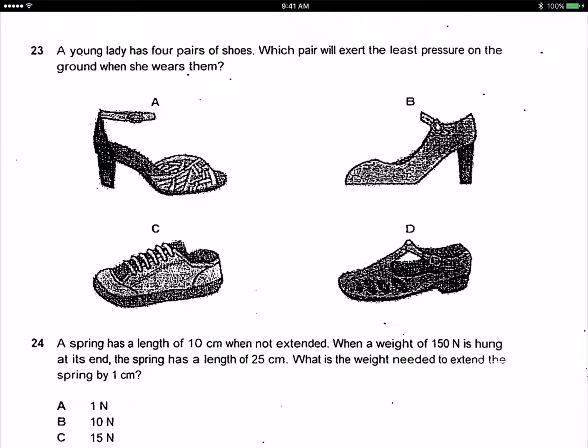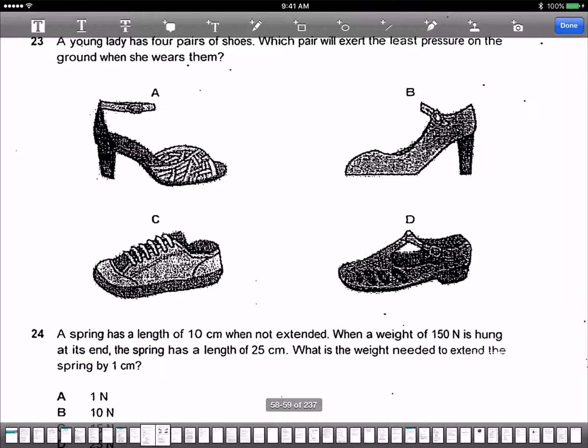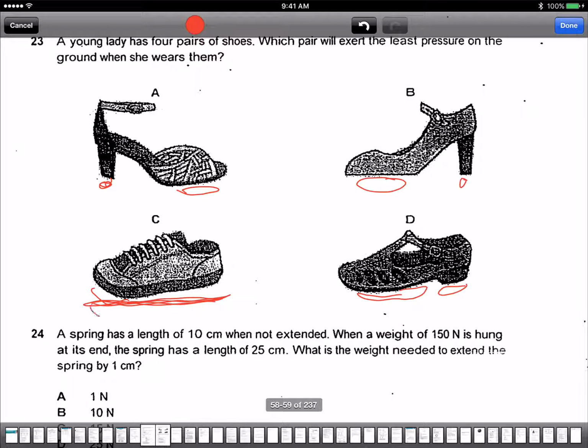23 is about pressure. I think some of you are tested, right? Okay, so pressure. Which pair will exert the least pressure on the ground? Answer is C. 23 C. How do you know? What do you look at? The surface area. This has a big area, this one has small area, this one quite small as well. This is the biggest. So the one with the biggest surface area will have the least pressure, because the formula for pressure is force divided by area. Pressure equals force divided by area. Okay, next.